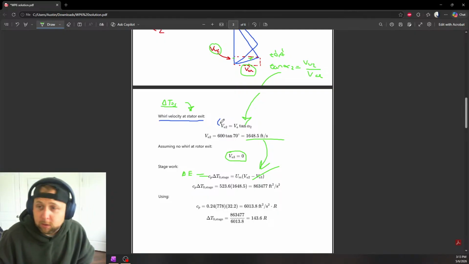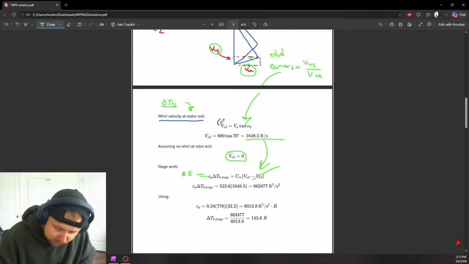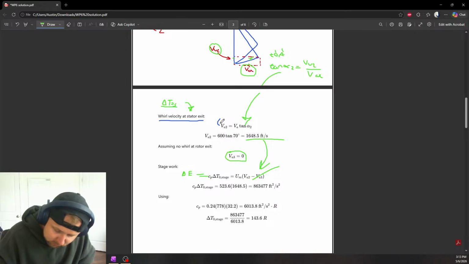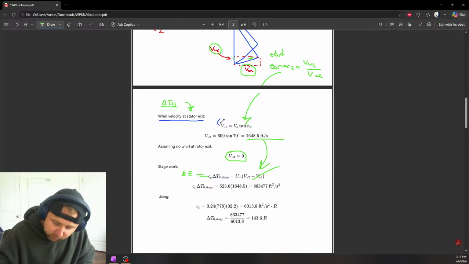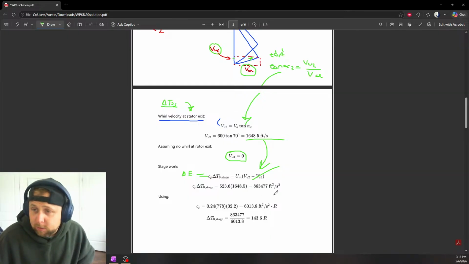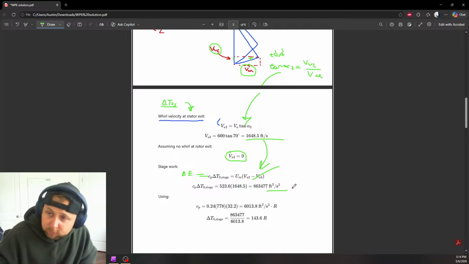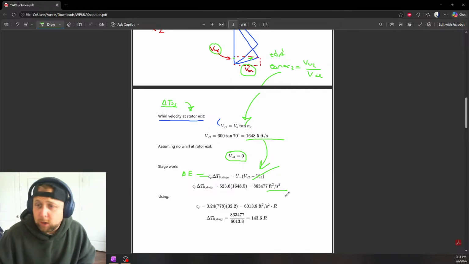Which is our U velocity, you mean, times our VU2 minus 0. We don't need that, so VU2 is our 1648.5. Now, multiplying these two together gives us this feet squared second squared. That's a huge number. 863,477 feet squared second squared. She breaks this up into two things. This is CP, but this is our conversion.